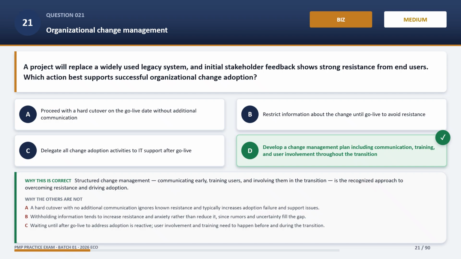Delegate all change adoption activities to IT support after go-live is incorrect. Waiting until after go-live to address adoption is reactive. User involvement and training need to happen before and during the transition.